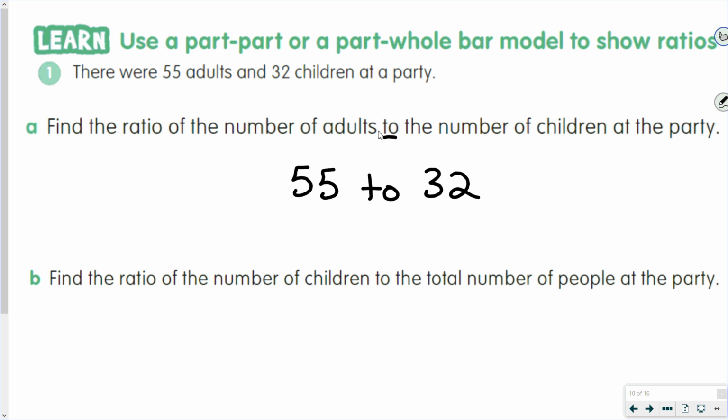For part B, we want to find the ratio of the number of children to the total number of people at the party. So again, we find the word to. The number of children is listed first. Well, there are 32 children at the party. We want to find the total number of people at the party. So to find the total number of people, we add the children and the adults, and we get 87 people at the party.